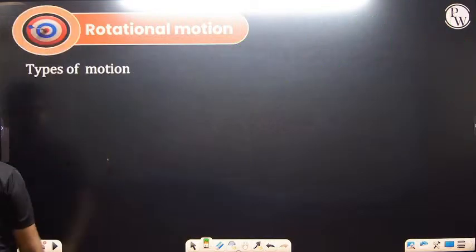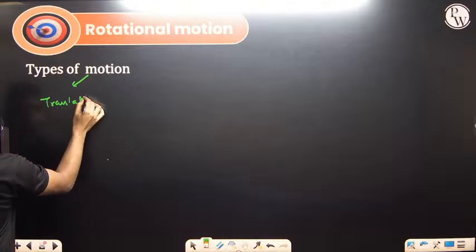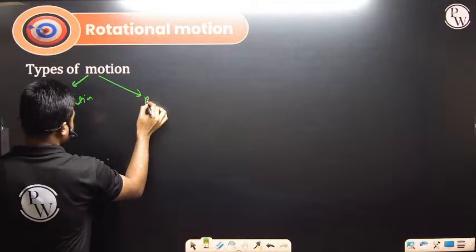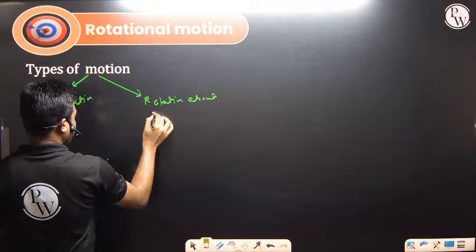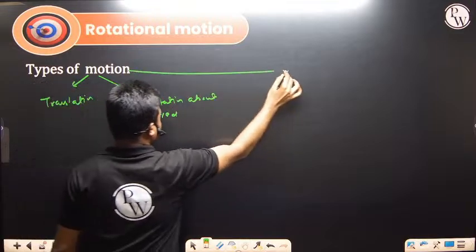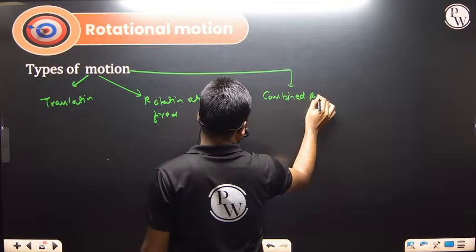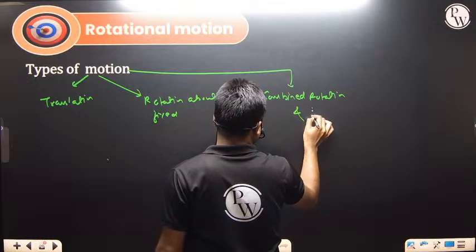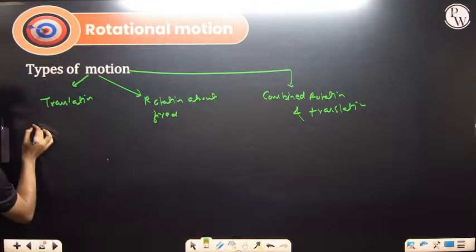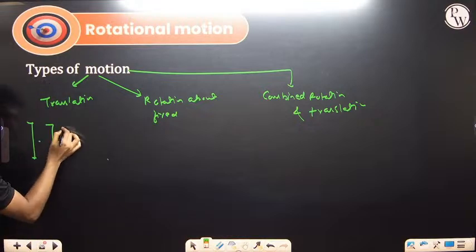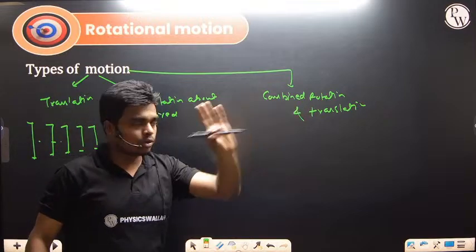Next we have types of motion. Again I tell, there are 3 types of motion. First one is translation motion. Second is rotation about fixed axis. And third one is the combined rotation and translation motion. So translation motion means the object is moving in a straight line without changing its orientation.